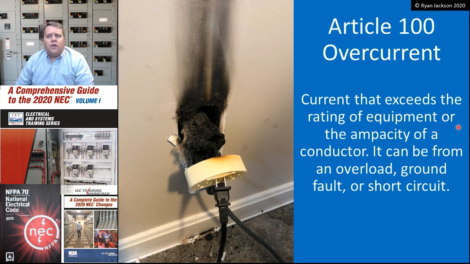So again, overcurrent is current that exceeds the rating of equipment or the ampacity of a conductor. Overcurrent can be from an overload, a ground fault, or a short circuit. Any one of those three creates an overcurrent condition. And overcurrent protection is protection against all three of those. If all you have is overload protection, you do not have overcurrent protection. You just have overload protection. If all you have is ground fault and short circuit protection, you do not have overcurrent protection. All you have is ground fault and short circuit. So overcurrent protection protects against overloads and ground faults and short circuits.